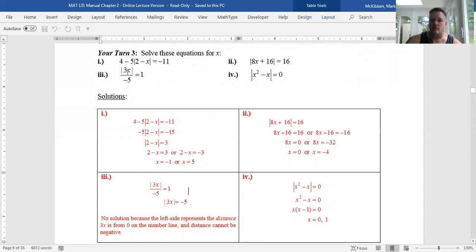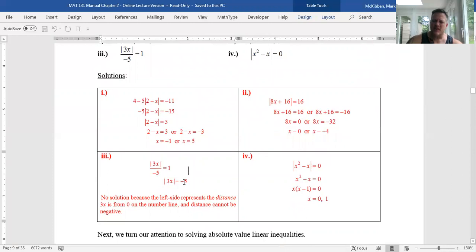This one is a little bit trickier, right? Because now in order to get the absolute value on one side by itself, you're multiplying both sides by a negative number. And so you get this. Don't immediately leap to saying that the 3x has to be -5 and the 3x has to be +5. That does not work here, right? Stop and think about this before you go ahead and do that. There's no way an absolute value can be a negative number, right? And so this equation has no solution.